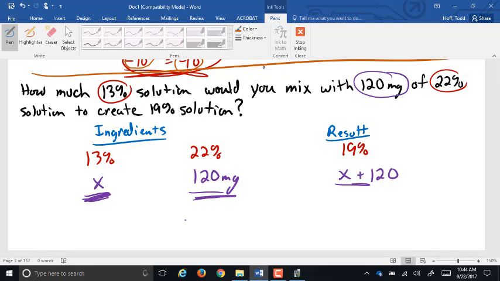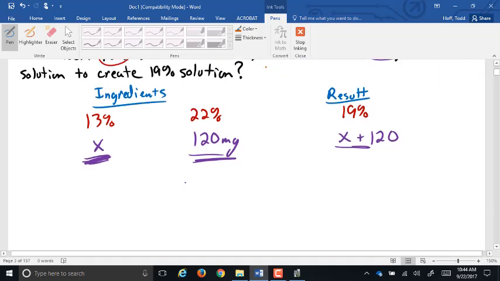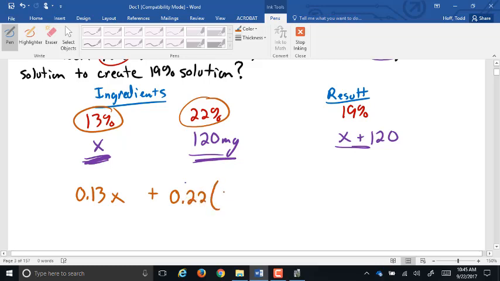So then once you get to that point, it's just a matter of translating it into the equation. The concentration for the first one, 13%, is going to become 0.13 times the amount of X plus the concentration for the 22% will be 0.22 times the amount of 120 equals, what's going to go on the other side? 0.19 times the amount of X plus 120.